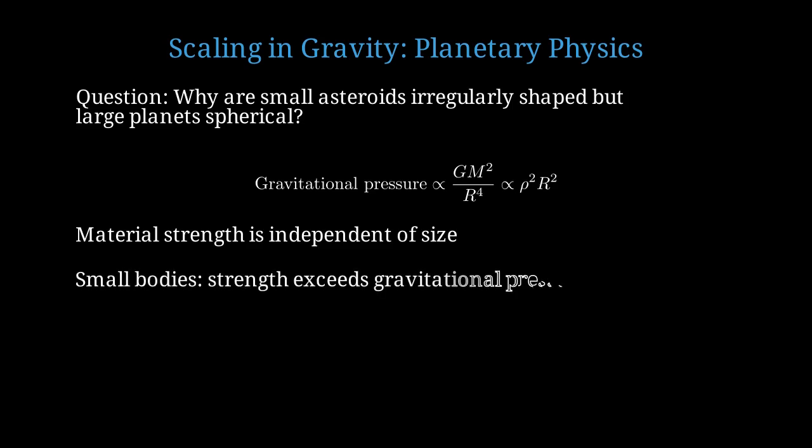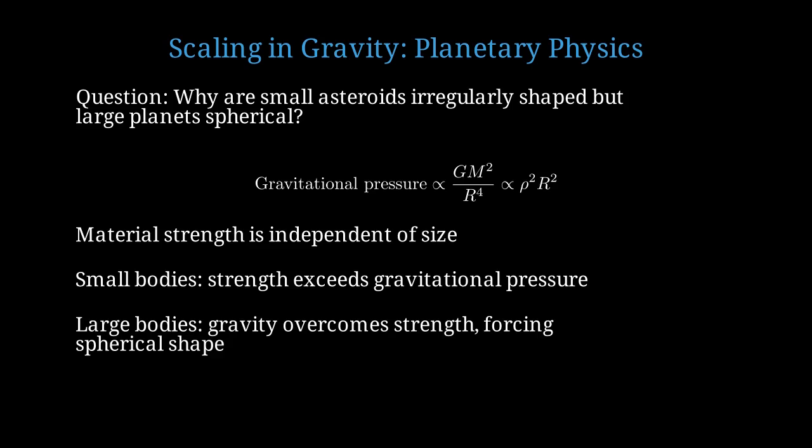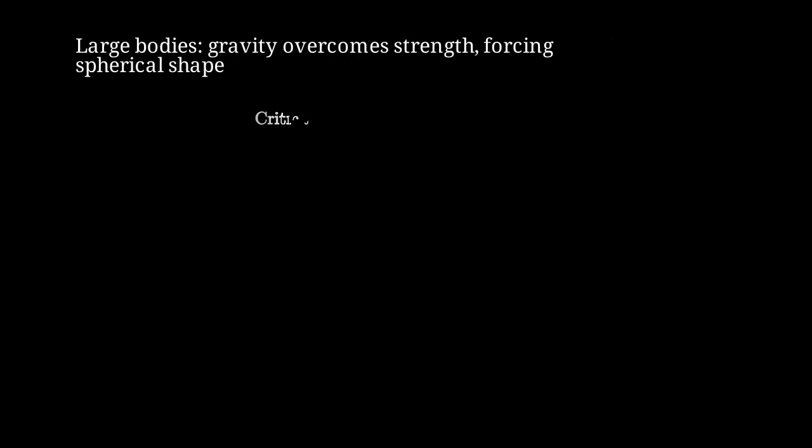For small bodies, material strength exceeds gravitational pressure, so they can maintain irregular shapes. For large bodies, gravitational pressure exceeds material strength, forcing the body into a sphere, the shape that minimizes gravitational potential energy. For rocky bodies, the critical size where this transition occurs is around 500 kilometers in diameter.